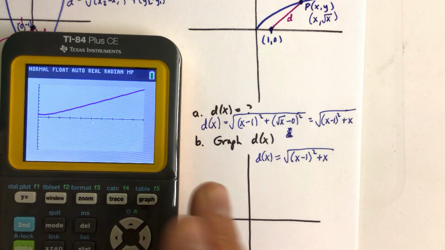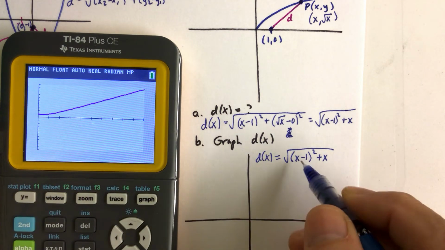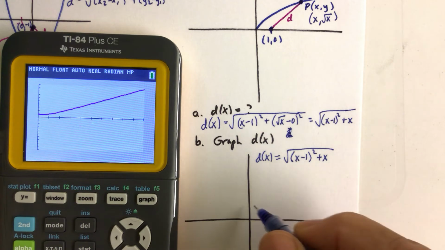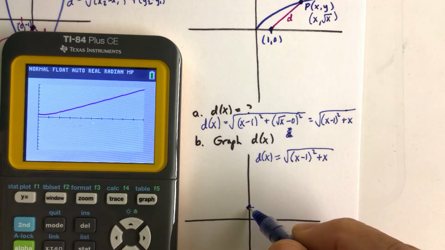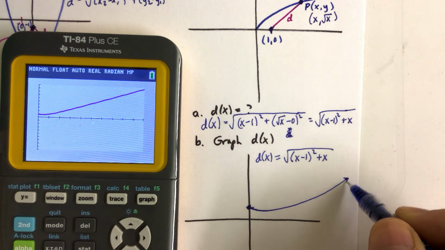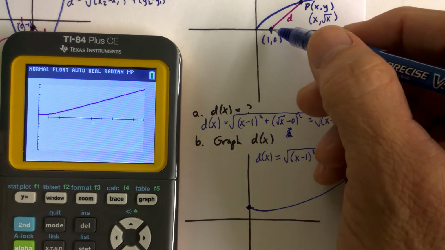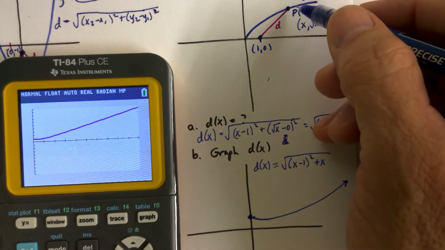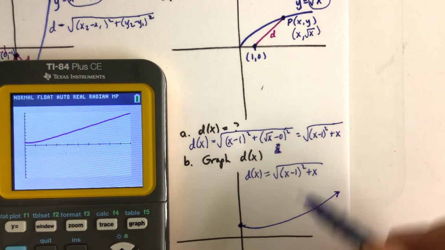We weren't asked to find anything. We were just asked to draw the graph, noticing that if x is equal to 0, we would have the square root of 1, which is 1. So it would be right there. Looks like it dips down just a little bit, and then it goes up like that. And that graph right there will show the distance between the point (1, 0) and any point on the graph of y equals radical x, depending upon x.